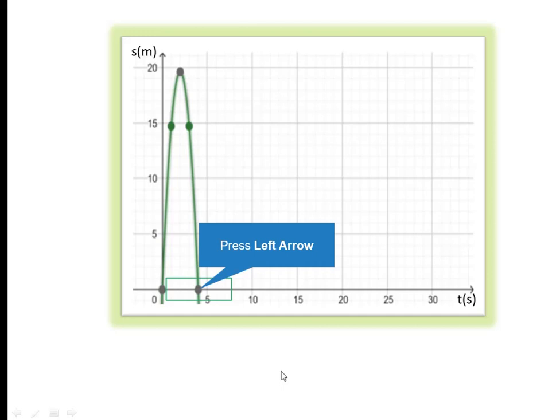Here is the position versus time graph. At t0, the position is 0. At t1, the position is 14.7 meters. At t2, the position is 19.6 since it reaches the maximum height. At t3, the position is back to 14.7. At t4, the position is 0. It comes to the throwing point.